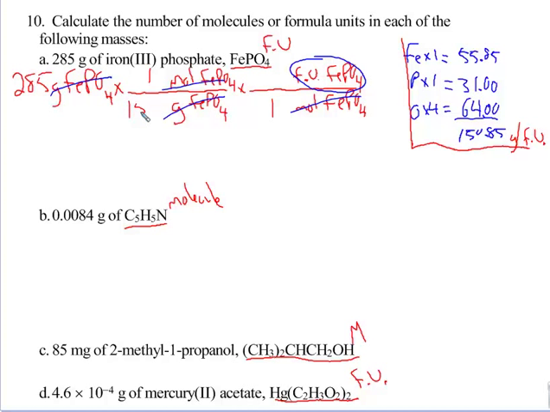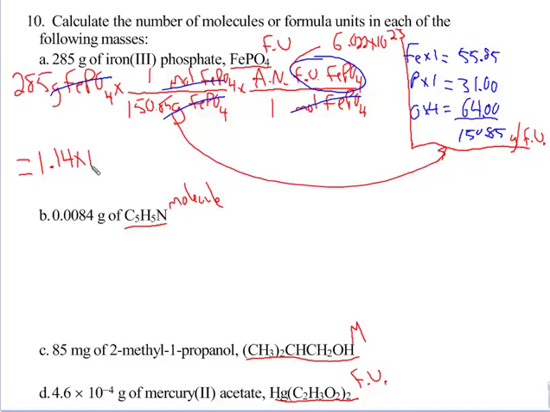We know that the grams is 150.85. We got that number from over here. And we know that a formula unit is AN, which is Avogadro's number, 6.022 times 10 to the 23rd. When we plug all that in the calculator, I'll write it down here. 285 times Avogadro's number divided by 150.85 will give us a value of 1.14 times 10 to the 24th formula units of FePO4.